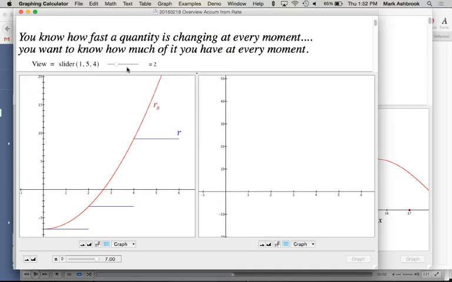That's what we're working on. From approximate rate, we build approximate accumulation, or approximate net accumulation. And so here's what that looks like.